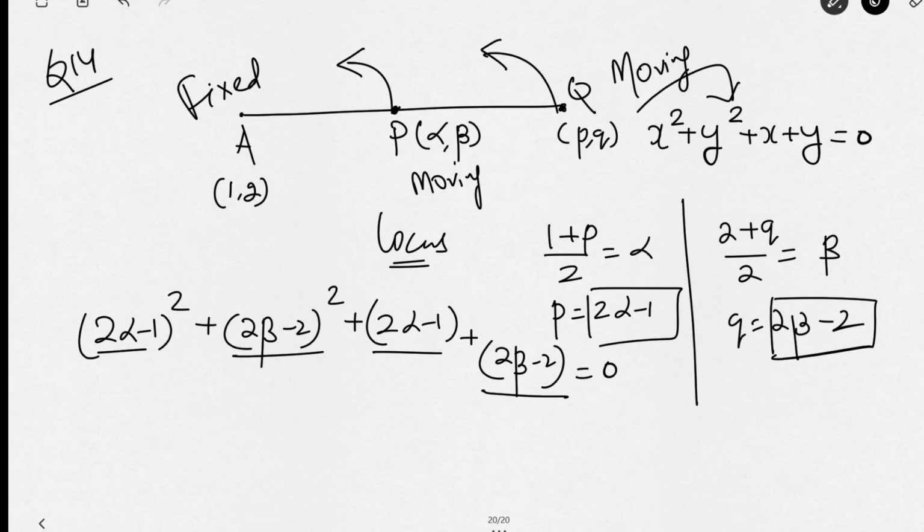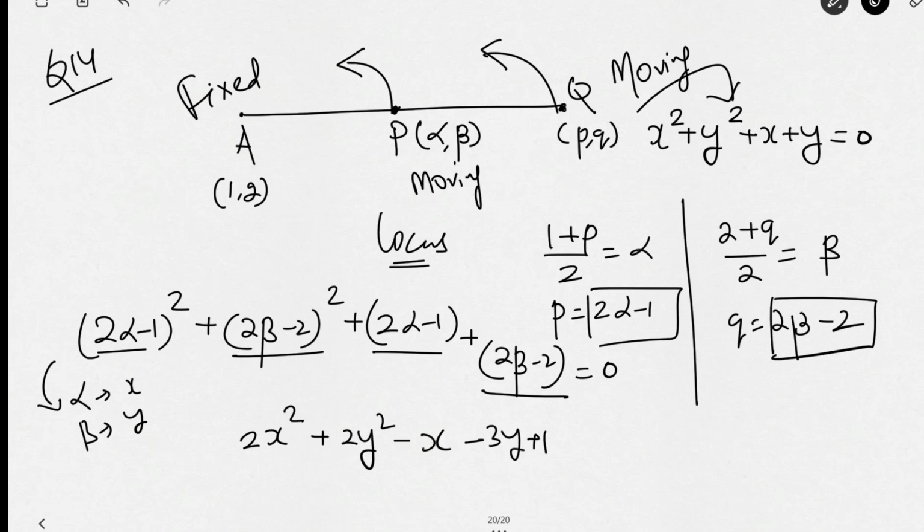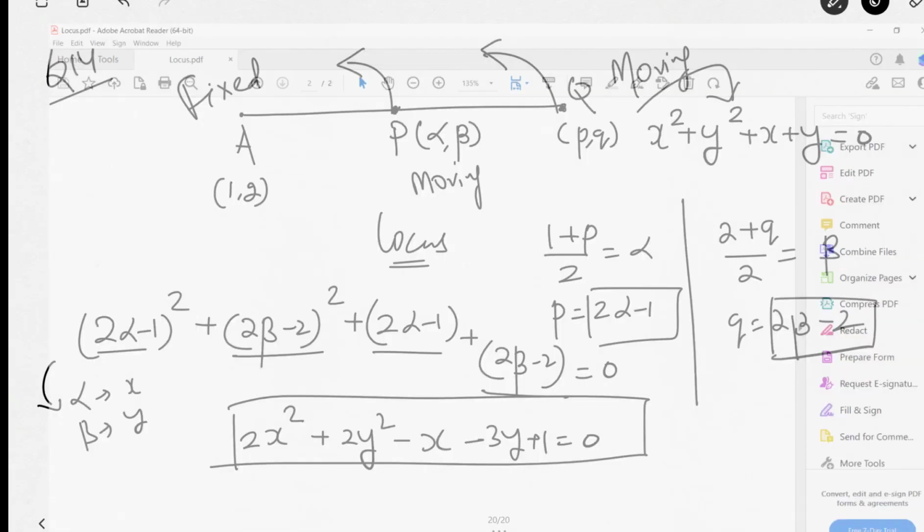So I'm just giving the final answer. You need to substitute alpha to x and beta to y. So the final answer is 2x square plus 2y square minus x minus 3y plus 1 equals 0. Now let's move to question 15.